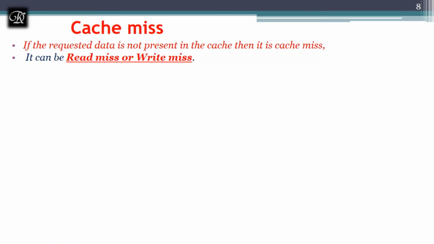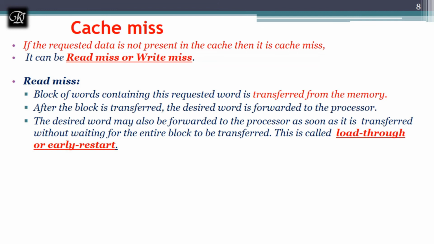If requested data is not present in the cache, then it is called a cache miss. Processor is requesting some values. If they are not available, then it is called a cache miss. It can be the same for read and write, but we'll see how it works with a read miss. A block of words containing the requested word is transferred from the main memory whenever there is a read miss. As before, the example is A = A + B.